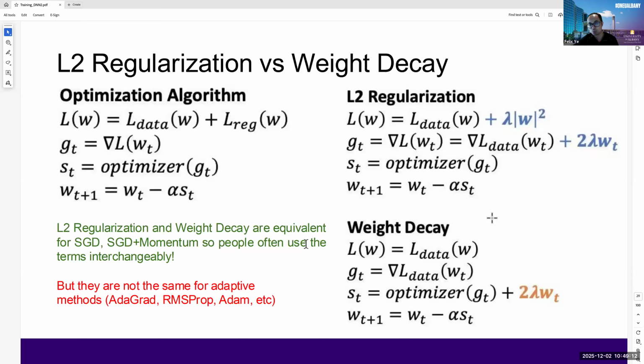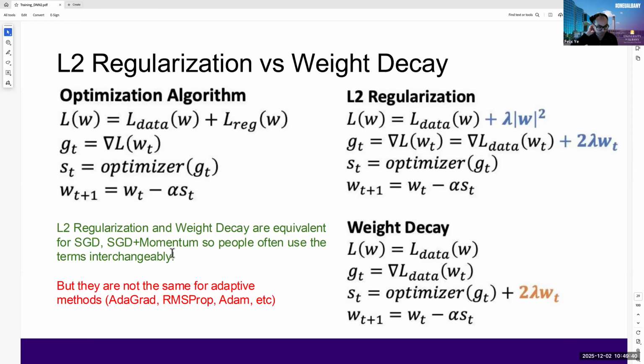And you can also do weight decay. In these cases, L2 regularization and weight decay are actually exactly the same, because if you add L2 regularization, it is plus lambda times the square of the weight. If we take derivatives, this is basically 2 times lambda times w_t, right? So this is basically weight decay.